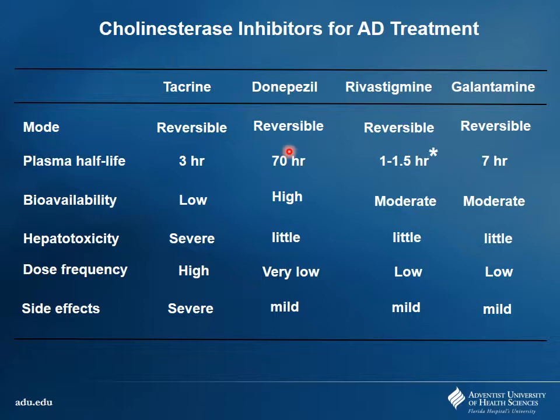Some of these are going to be available as a patch, which can be very useful, especially if you're only having to give the patch, say, every 7 days or so. A caregiver can be very useful to remember to put that on, replacing it in a week. It's a lot easier as far as compliance goes for some of these patients. But just know that we don't really like tacrine anymore. This is kind of the first one we had. It had very severe side effects. Nowadays, we have a lot more preferentially acting, more centrally acting drugs that limit a lot of those peripheral side effects we mentioned in the last slide there.